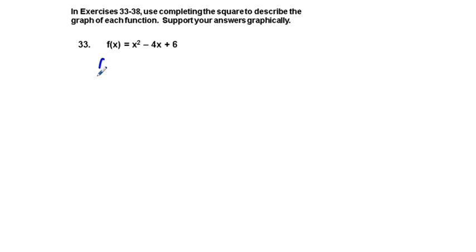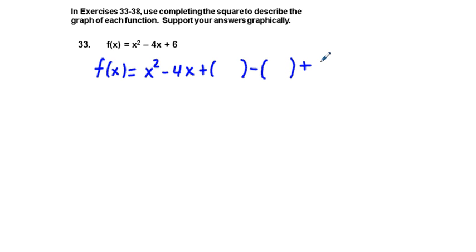So let's just rewrite this. F of x equals x squared minus 4x. And then we're going to add something to complete the square, and we don't know what yet. And whatever we add, we're going to have to subtract to have a net zero difference.